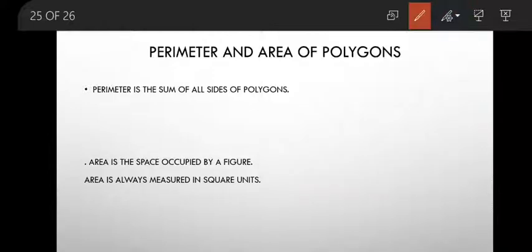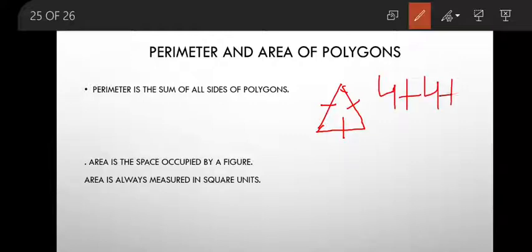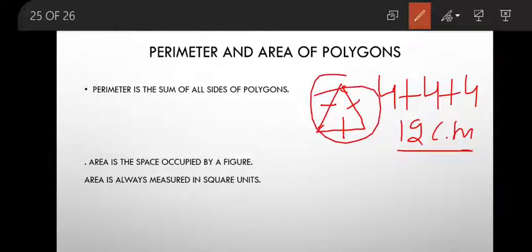Let us consider another example. This is an equilateral triangle having all three sides equal. If this side measures 4 centimeters, all sides measure 4 centimeters. 4 plus 4 plus 4 will be 12 centimeters, which is the perimeter of this polygon. So what is the perimeter? Perimeter is the sum of all sides of a polygon.